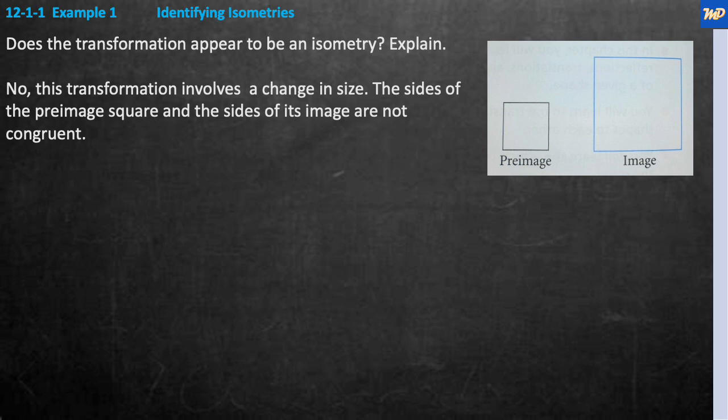Does the transformation appear to be an isometry? Explain. The answer to this has to be no. And why is it not? Because with an isometry you can slide it, you can flip it over, you can rotate it. If it was in a 3D world, you could pull it off the paper and put it back on the paper. But the pre-image is smaller than the image, so we increased the size. These are not congruent figures anymore. The transformation involves a change in size. The sides of the pre-image square and the sides of the image are not congruent.